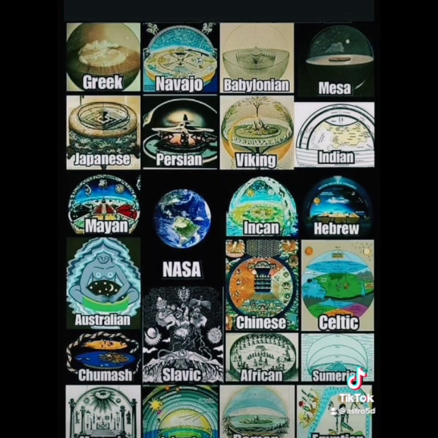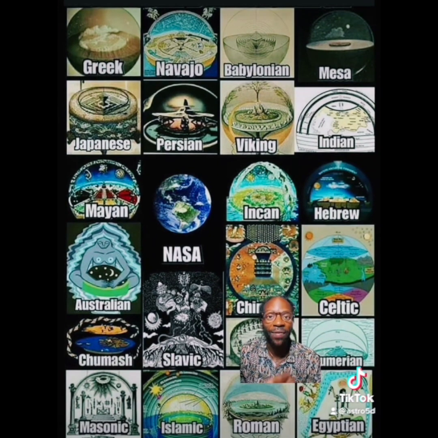that the earth was hollow with a dome above us called the firmament. Now to clarify, because I don't want you to be confused, they didn't call it the firmament, they had different names for it, but we'll get to that in a second.